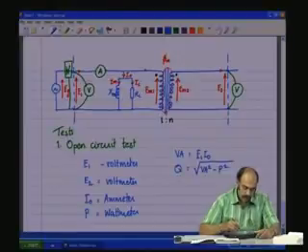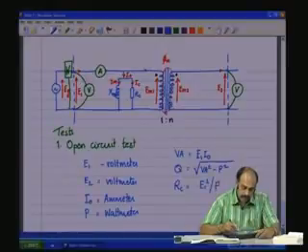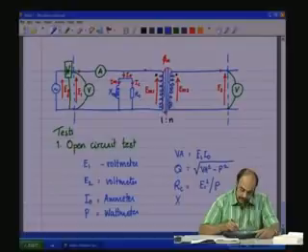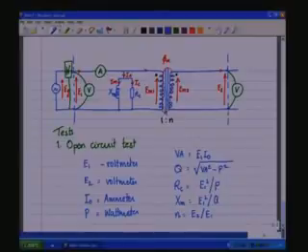And now based on this, we can obtain RC, which is equal to E1 square by P, and we can obtain XM, which is E1 square by Q, and we can obtain N, which is E2 by E1. So, based on these measurements, these parameters are obtained.